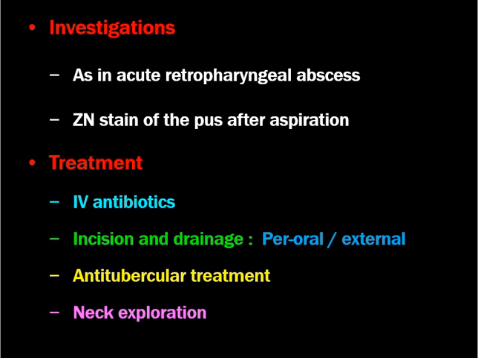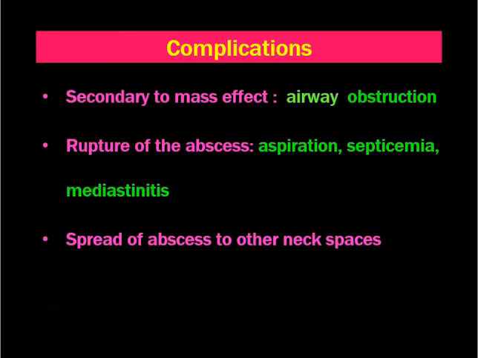The neck is to be explored to find out if there are any foreign bodies like fish bones that are causing the retropharyngeal space abscess. If there is tubercular infection of lymph nodes or cervical spine, we have to treat that also by adequate surgery and debridement. There are certain complications of retropharyngeal space abscess. They are secondary to mass effect. There will be airway obstruction. There will be speech problems like hot potato voice. The abscess may rupture spontaneously or during instrumentation, leading to aspiration, septicemia, or mediastinitis.